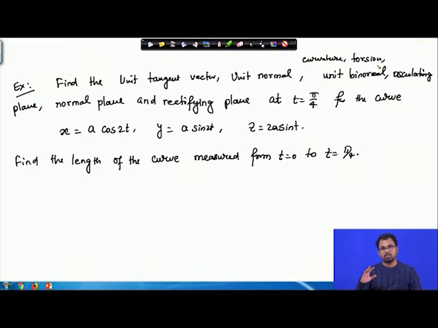And from there, we will be able to calculate our osculating plane, rectifying plane, and normal plane the way I showed you in the previous class. And finally, we can calculate the length of the curve from t equals 0 to t equals pi by 4 by integrating from 0 to pi by 4 the magnitude of r dot dt. So, whatever r dot we get, we take its magnitude and integrate it with respect to t, and then substitute the values t equals 0 and t equals pi by 4. So, that is how you will calculate all these terms, and it is a nice example for you to practice.